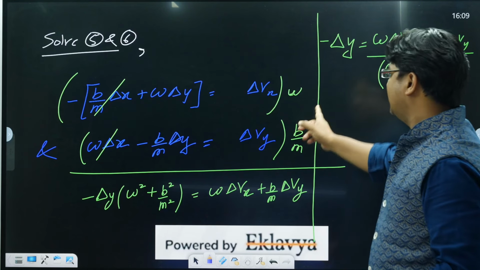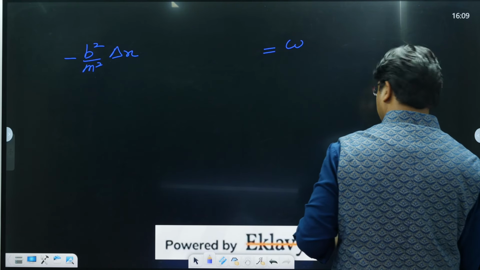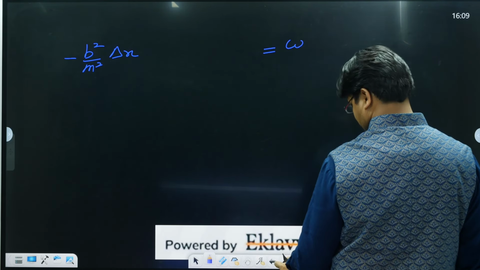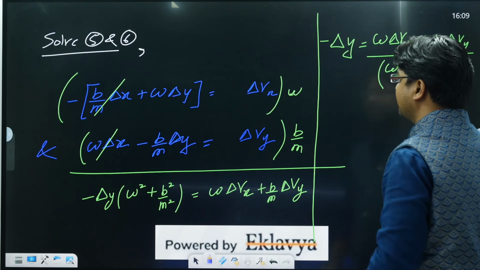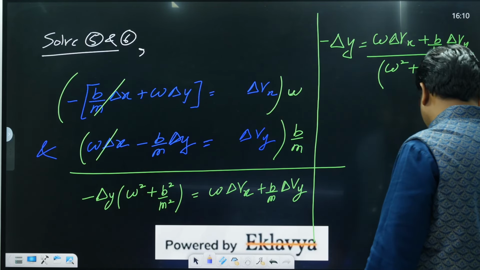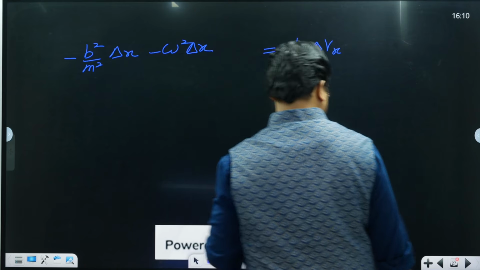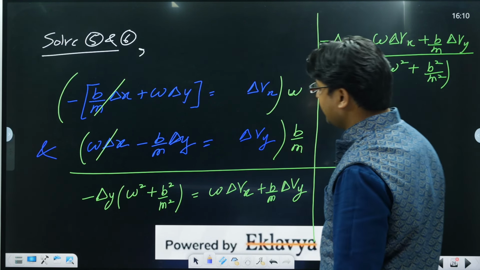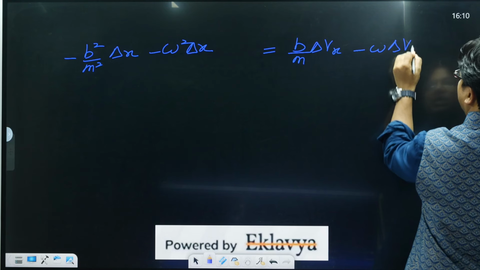Delta y is going to get cancelled. Here we will get B by M delta Vx. Let me write here, not omega: we were multiplying with B by M, not omega. Here we were multiplying with omega, so we will get omega square, but we were taking the difference, so minus omega square delta x. And here it is again omega delta Vy, but there will be a negative sign, so minus omega delta Vy.